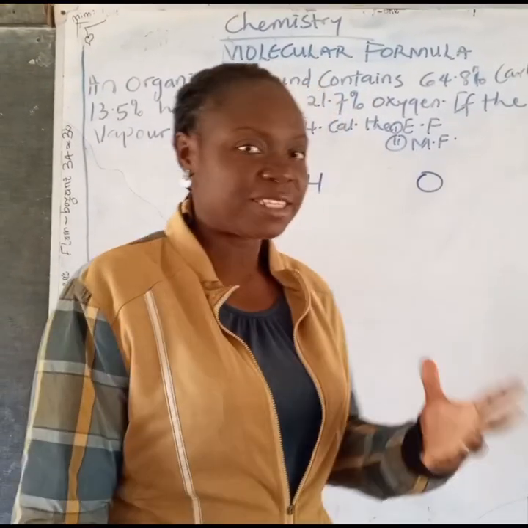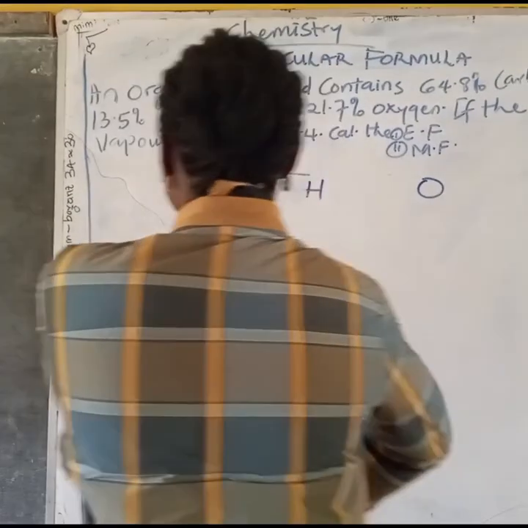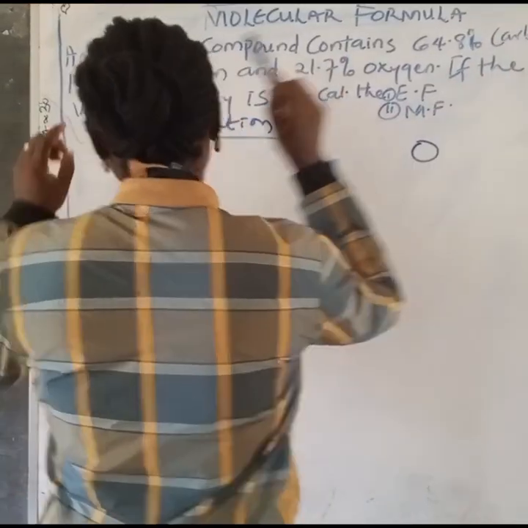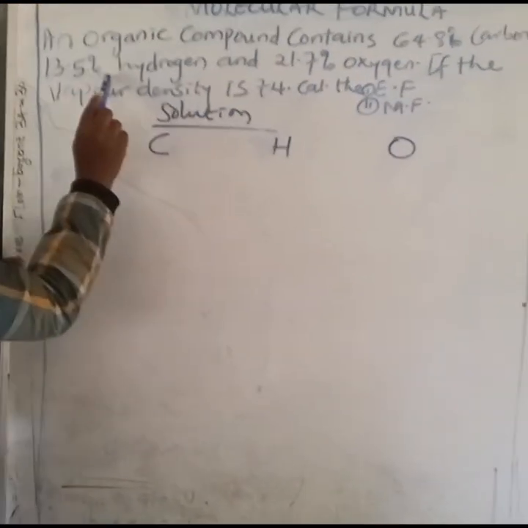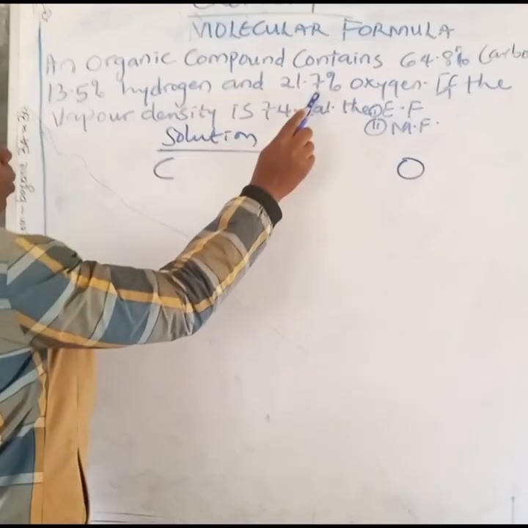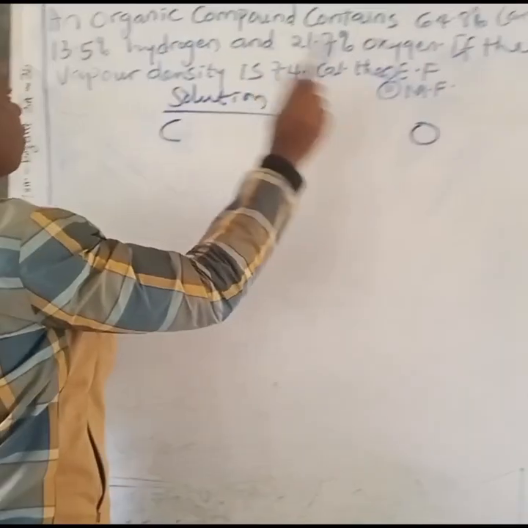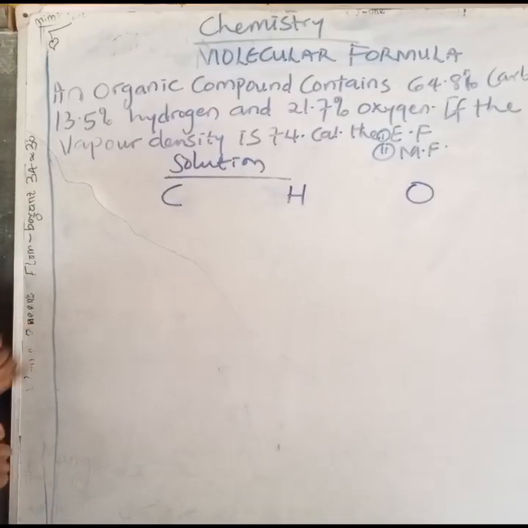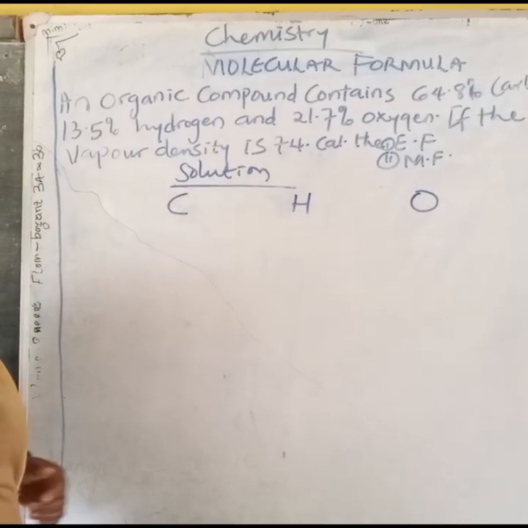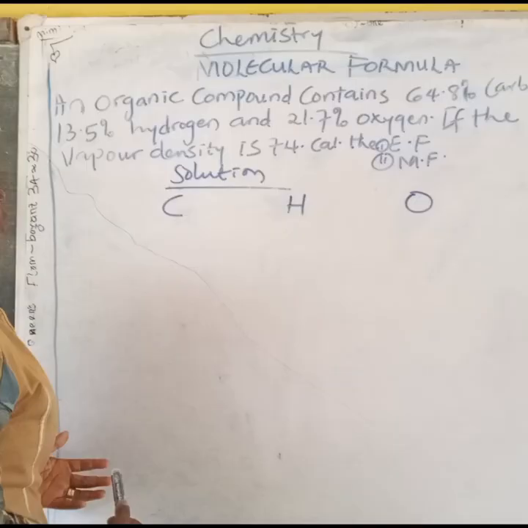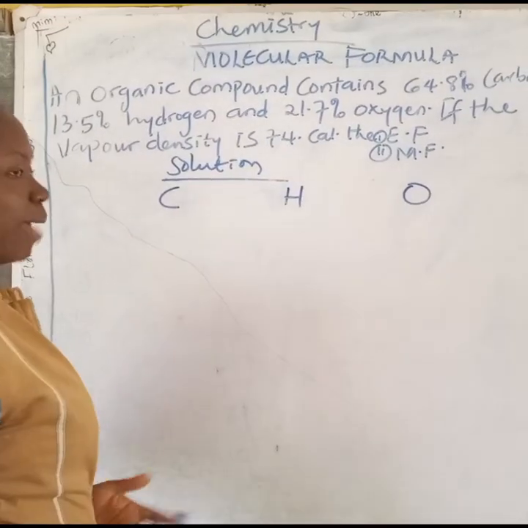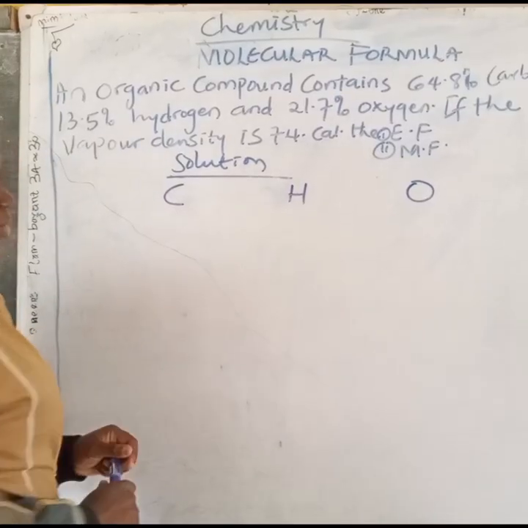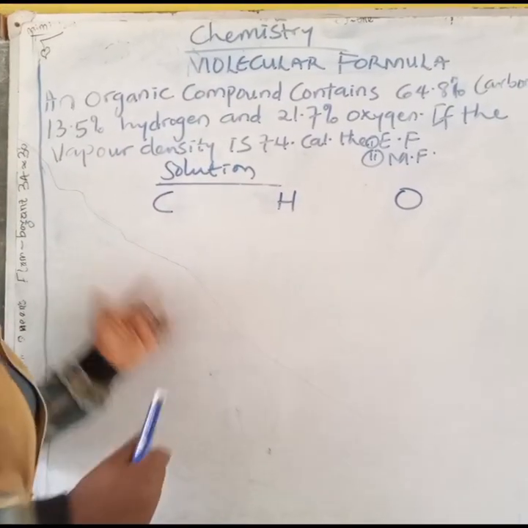So this morning we have a practical question on the board. An organic compound contains 64% carbon, 13.5% hydrogen, and 21.7% oxygen. If the vapor density is 74, calculate the empirical formula and the molecular formula. In the previous questions that we have solved, molecular mass was given, but in this particular one, only vapor density was given. So just follow me gently and see how we're going to go about this.